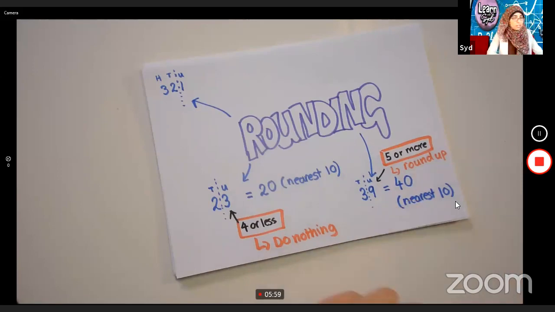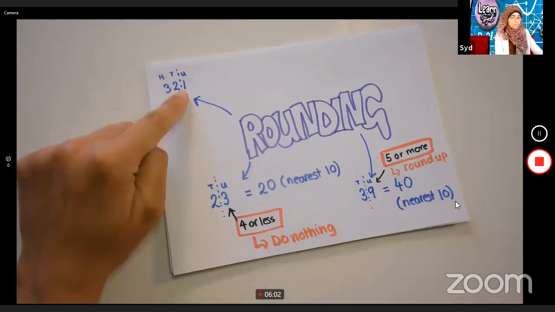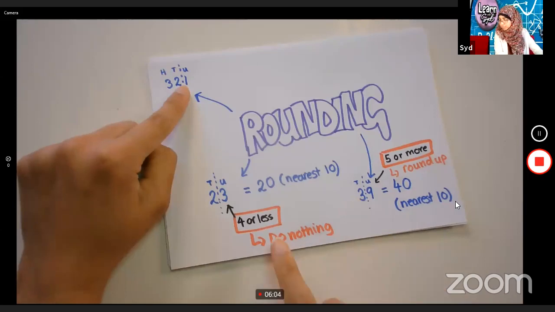So here, a 1, which category does it go in?